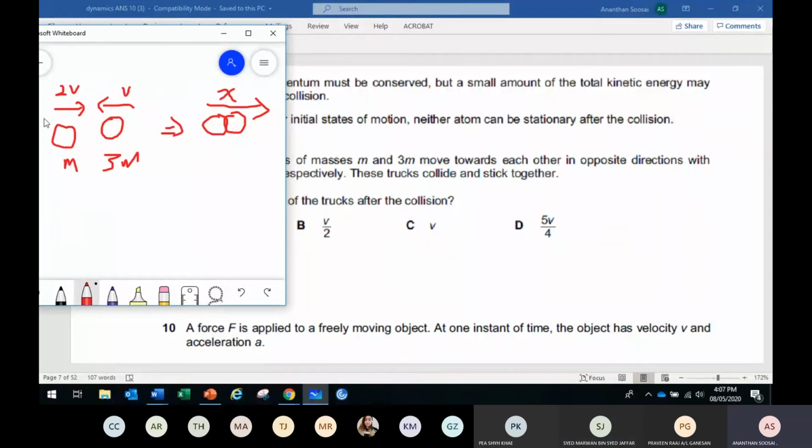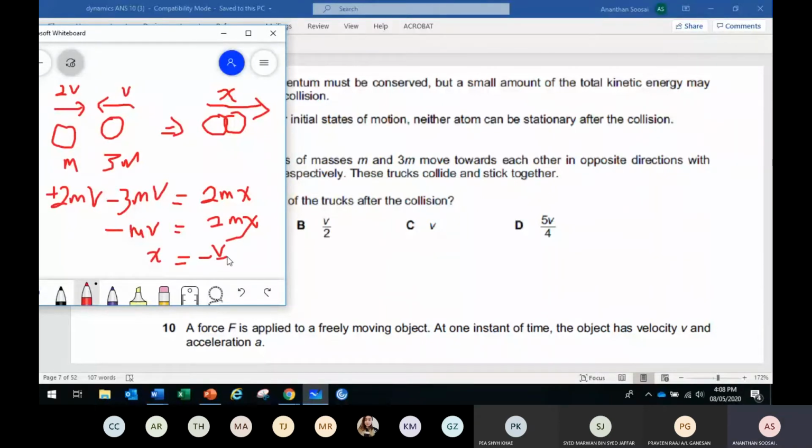Momentum must be conserved. What is the total momentum before? 2mv positive, because it's to the right. Minus 3mv, because it's to the left. So the total momentum before collision is negative mv. The total momentum after must be the same, so it should be 2mx, because the mass is combined and we are looking for x. So x will be negative v over 2. Negative tells us our direction to the right is wrong. It's actually moving to the left with v over 2. So is it B?